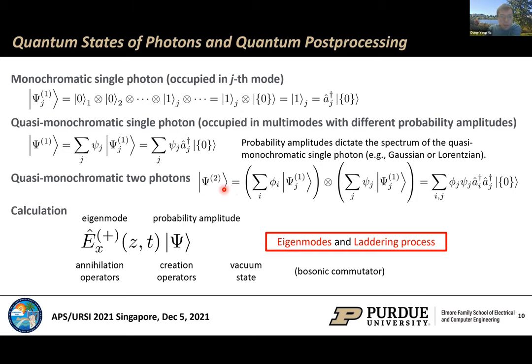So now we were able to write the electric field operator with eigenmode and annihilation operators, and the quantum state with probability amplitude and creation operator acting on the vacuum state. So this eigenmode and laddering process will be important to calculate this kind of thing.